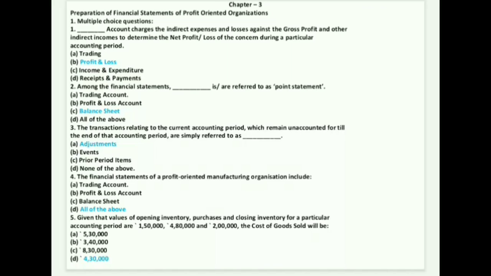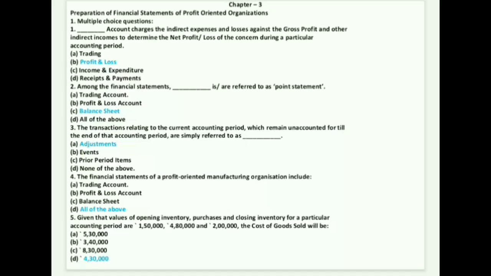Now the next, question number 4: the financial statements of a profit oriented manufacturing organization include trading account, profit and loss account, balance sheet, all of the above. Well guys, the financial statements of a profit oriented manufacturing organization should include what? Trading account, profit and loss account, and balance sheet, all of them. Okay, let's see question number 5.